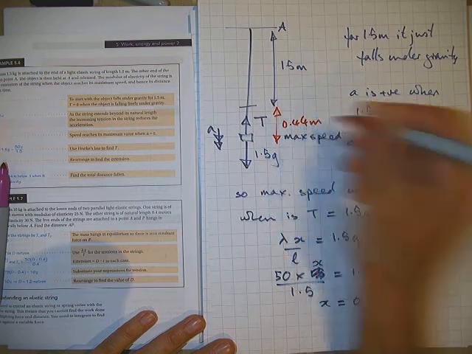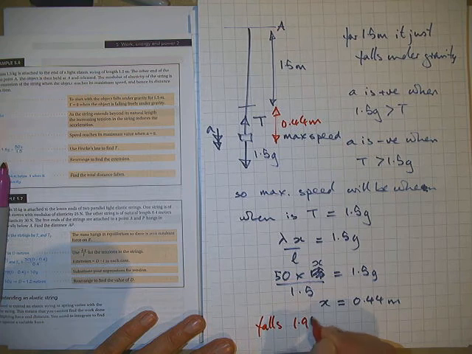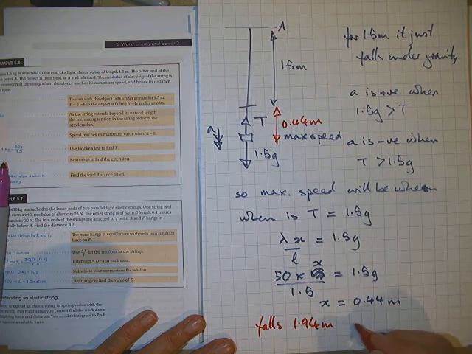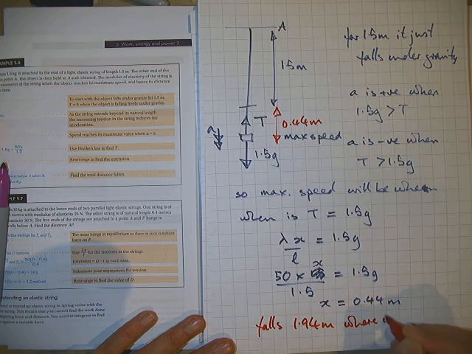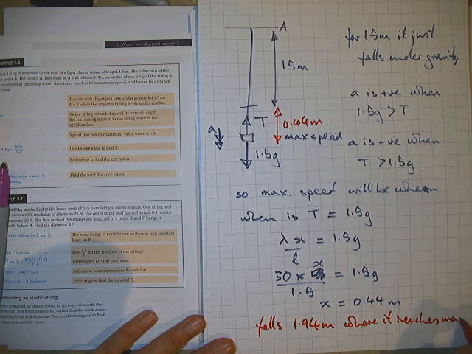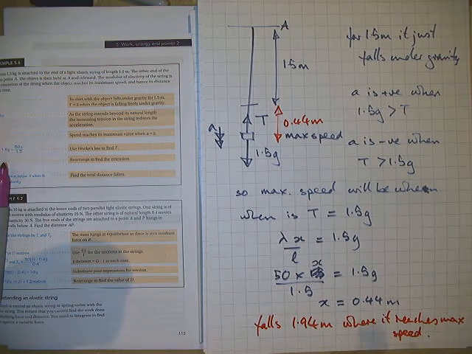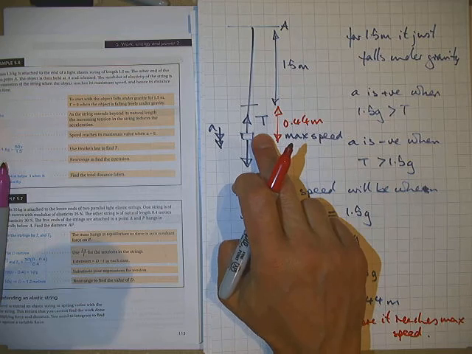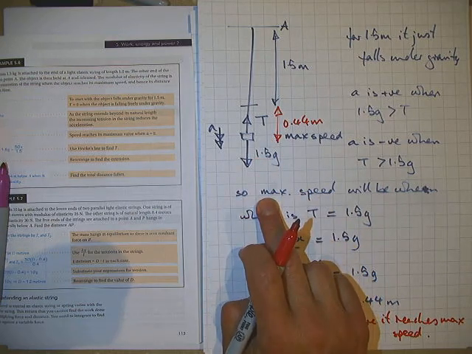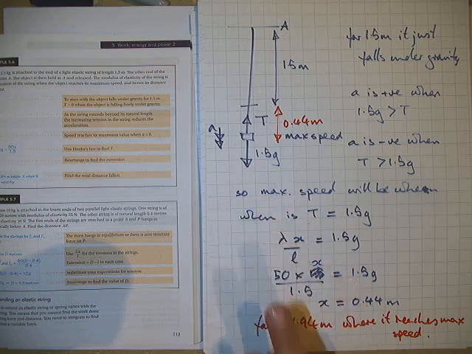It falls 1.94 meters where it reaches maximum speed. That's not the point it stops at. It keeps falling until eventually the speed becomes zero, which is a slightly different question.